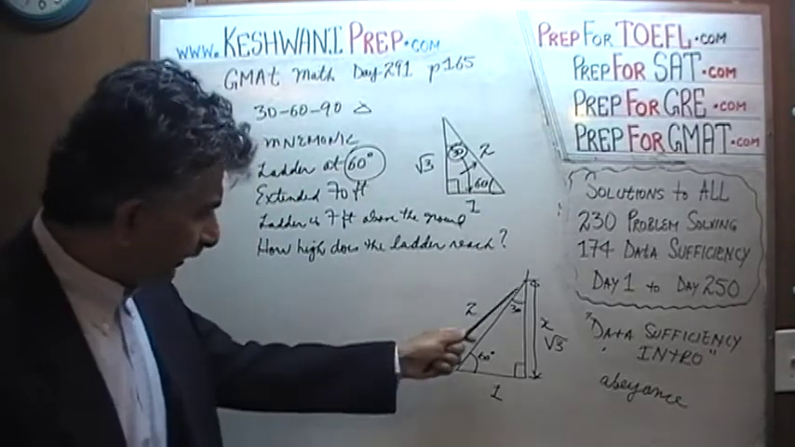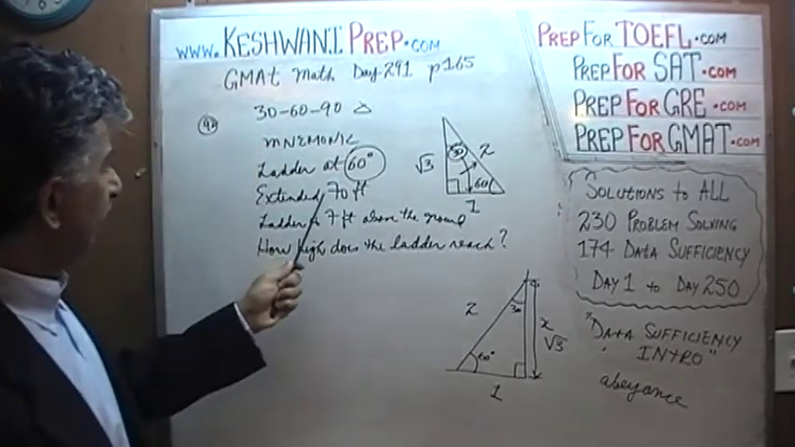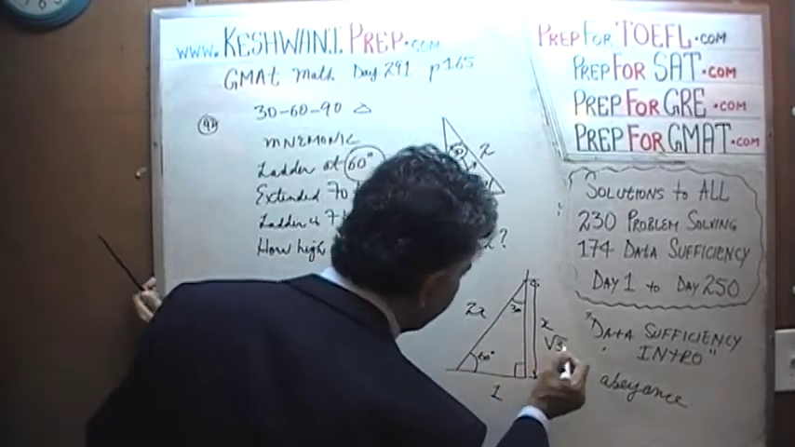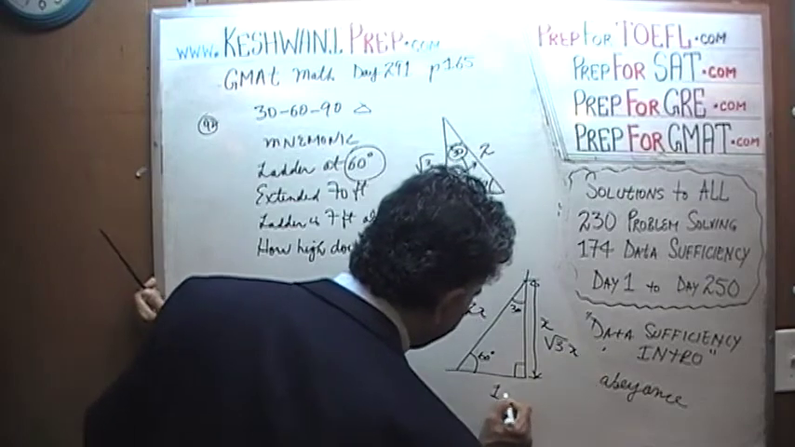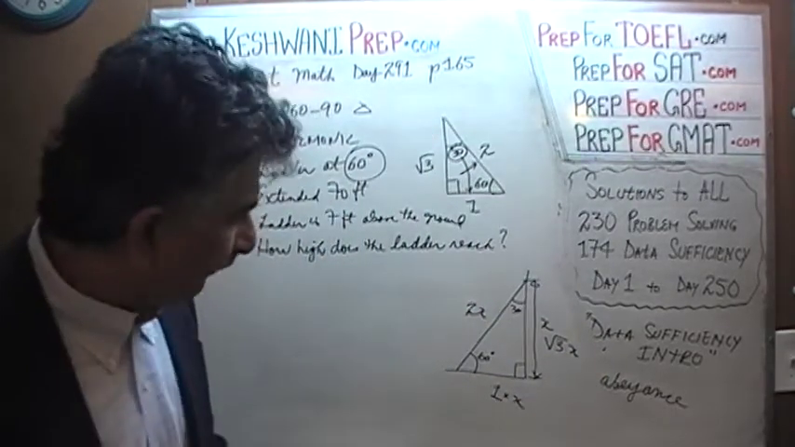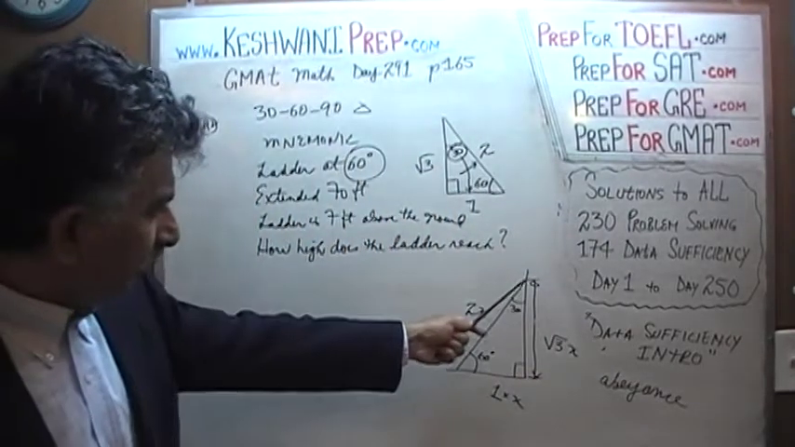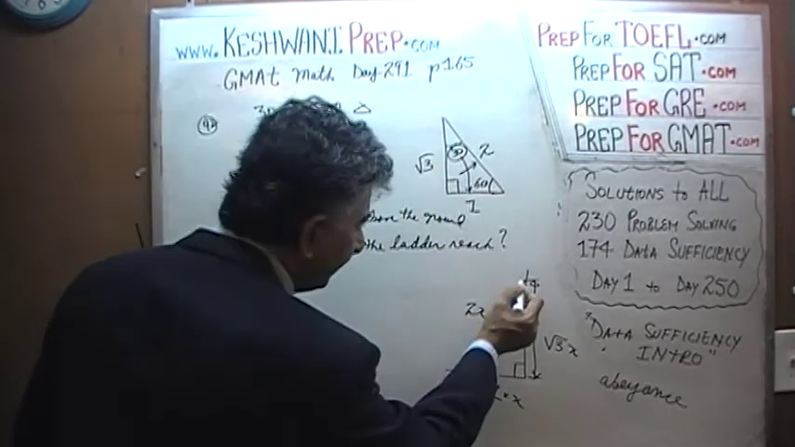And this side here, the hypotenuse, is the length of the ladder. It is extended 70 feet. So let's call this X if you like. So this is 2 times X, this is root 3 times X, and this is 1 times X. This is the proportion of the three sides. And we are told that it is extended 70 feet.